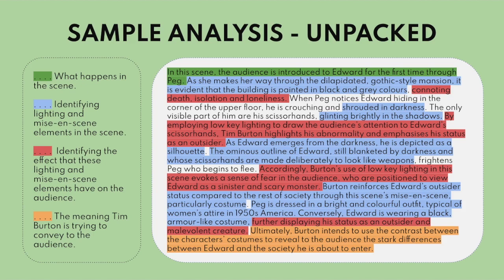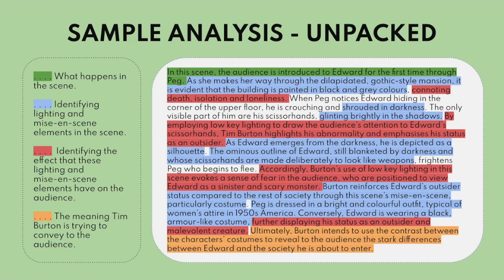Burton reinforces Edward's outsider status compared to the rest of society through this scene's mise-en-scene, particularly costume, so that's a mise-en-scene element. Peg is dressed in a bright and colourful outfit, typical of women's attire in 1950s America. Conversely, which means on the opposite side, Edward is wearing a black armour-like costume, further displaying his status as an outsider and malevolent creature.